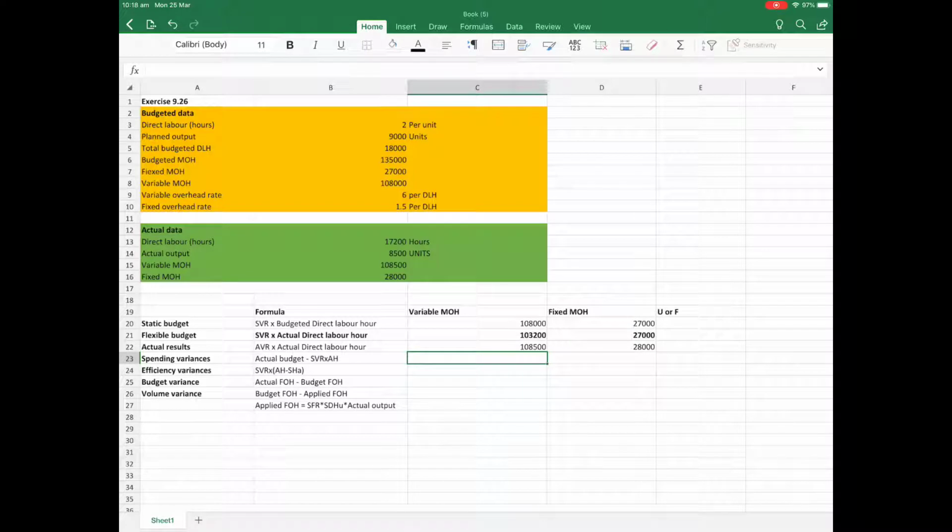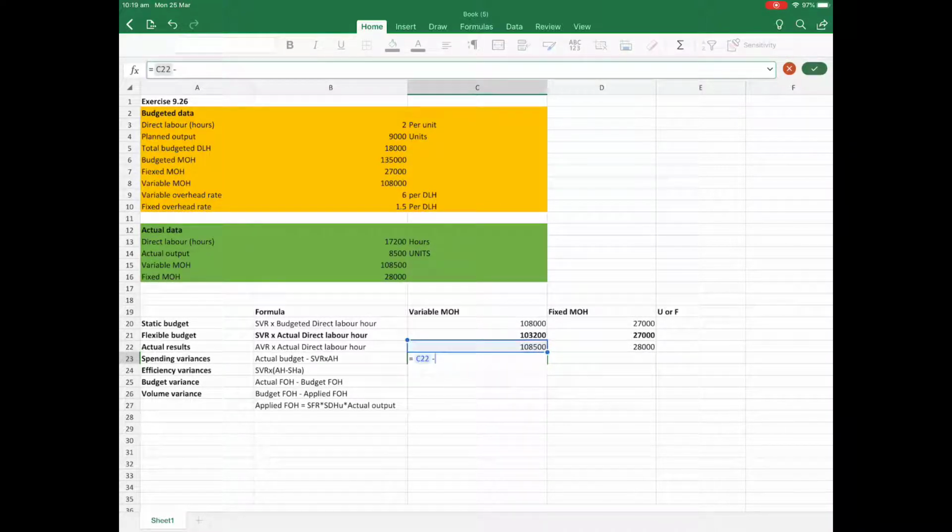The spending variance is the actual budget minus the flexible budget. The rationale is that we want to keep the actual direct labor hours fixed, and just see how much is the difference between the actual variable rate per hour and the standard variable rate per hour. So we take the actual budget, which is this amount, and then minus the flexible budget, which is this amount.